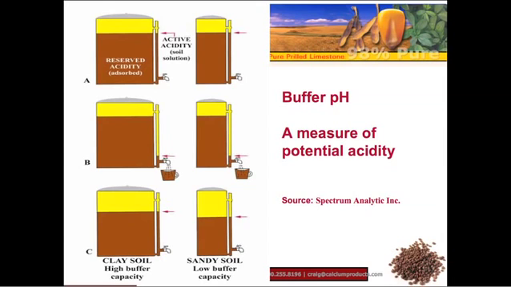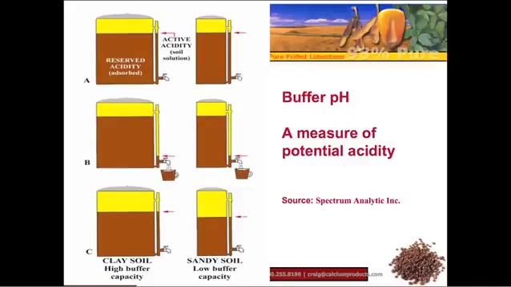A clay soil is going to have a higher buffer capacity. It's going to hold more nutrients than a sandy soil. The sandy soil will hold less nutrients and therefore has a lower buffer capacity. So if you take 1 cup out of the big pot and 1 cup out of the small pot, the level of the coffee in the big pot will drop less than the small pot.